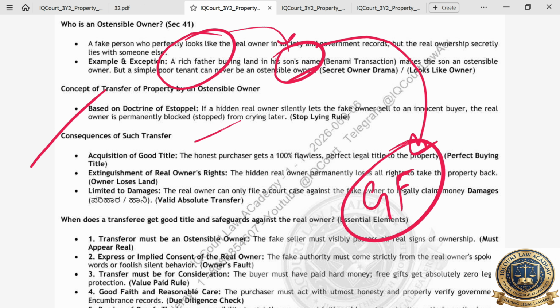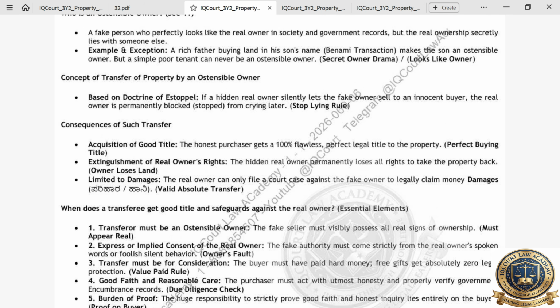Consequences. When does the transferee get the good title? Safeguards against the real owner. So consequences also you have to write. When does the transferee get a good title?